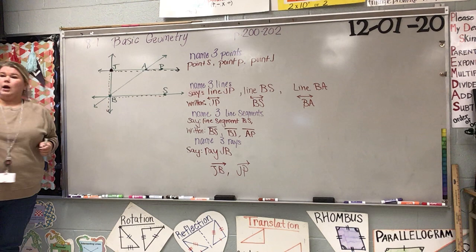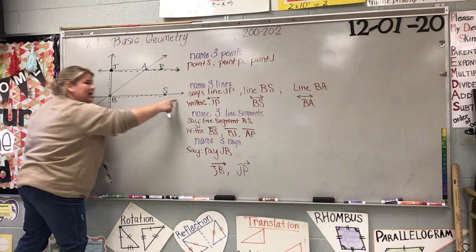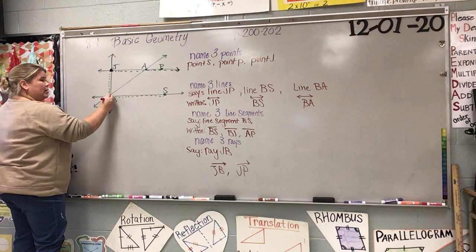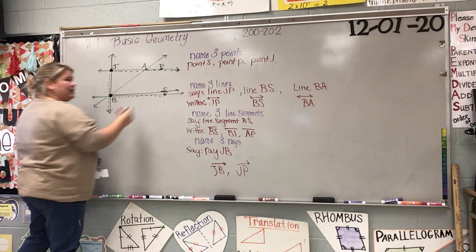All right, Emma, give me one. BS. Could BS be a ray? Yeah. It means it starts here and it goes past S. So, ray BS.